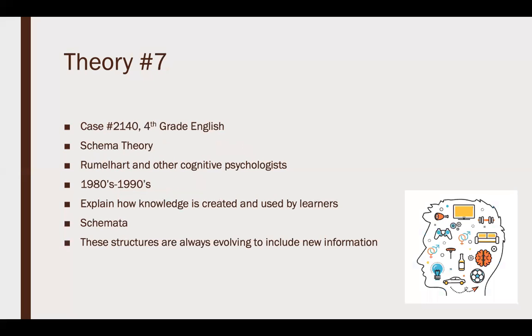Next, I will discuss schema theory, which was developed by Rumelhart and other cognitive psychologists in the 80s and 90s. This theory tries to explain how knowledge is created and used by learners. This theory says that people organize what they know into knowledge structures or schemata. These structures are always evolving to include new information as we learn. People have schema for content as well as strategies and processes. In the classroom, schema is important for teachers to know because of activating background knowledge. This is one of the most important things teachers can do before starting a lesson, and it directly relates to schema theory.